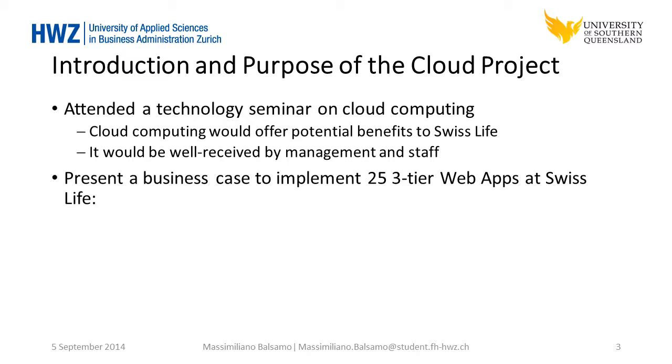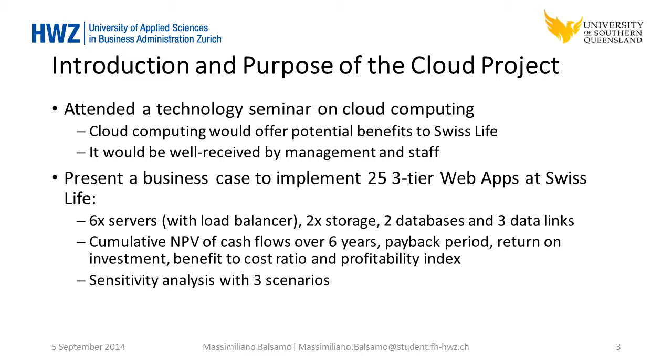The purpose is, of course, to present a business case, and the concrete case will be to implement 25 three-tier web apps at Swiss Life. That would include 6 servers with load balancer, 2 storage, 2 databases, and 3 data links per web app. We also show a cumulative NPV of cash flows over 6 years, payback period, return on investment, benefit to cost ratio, and profitability index. Included in the business case is also a sensitivity analysis with 3 scenarios.